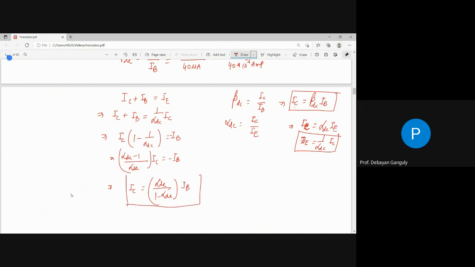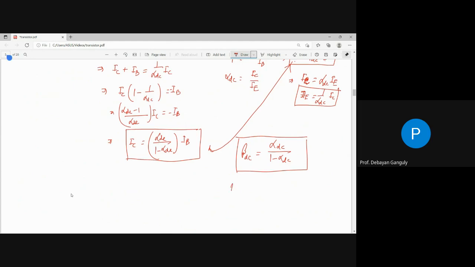So I can find this relation, and I already have a relation like that. If you compare this, I can find the relation between these two: beta equals alpha by 1 minus alpha, right? That is the corresponding relation. Or if we add plus 1 to both sides, that will give you 1 by 1 minus alpha DC equals 1 plus beta. I am just adding this; it may be helpful when you try to solve the problem, right?